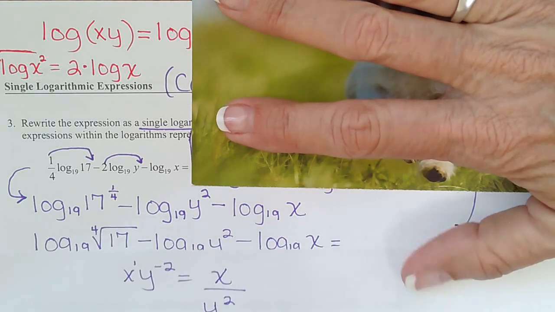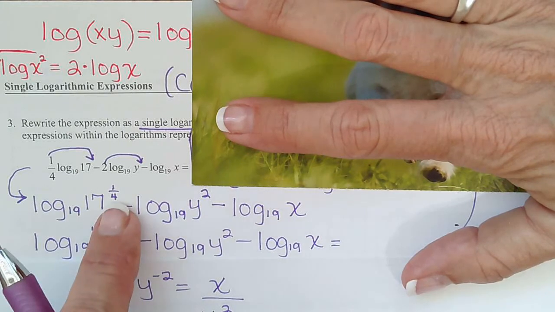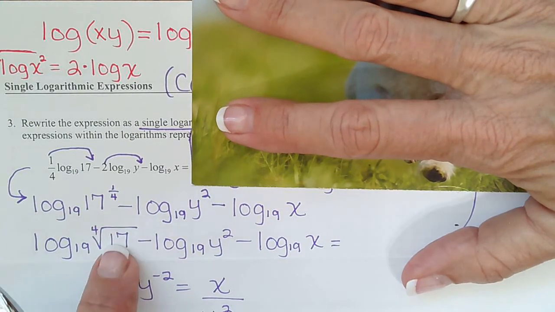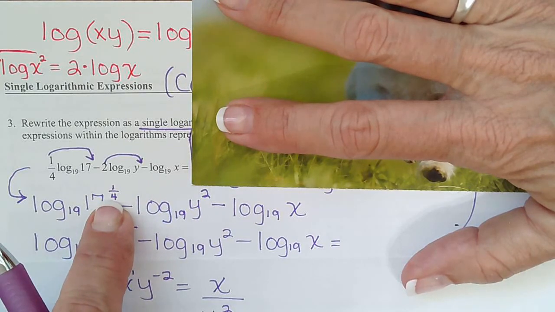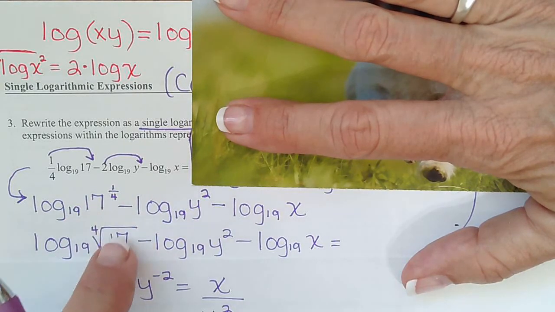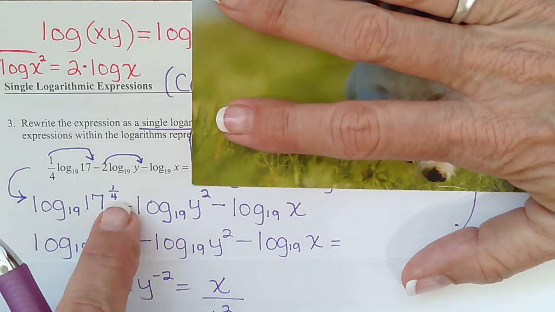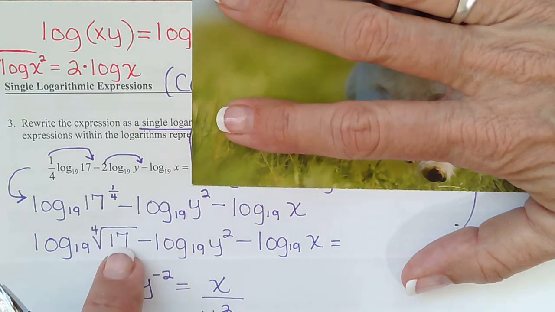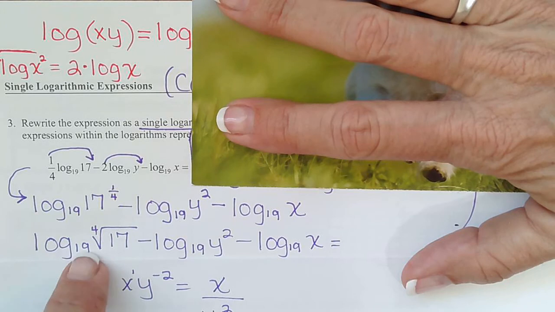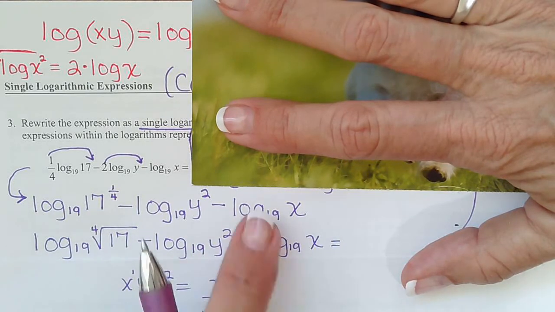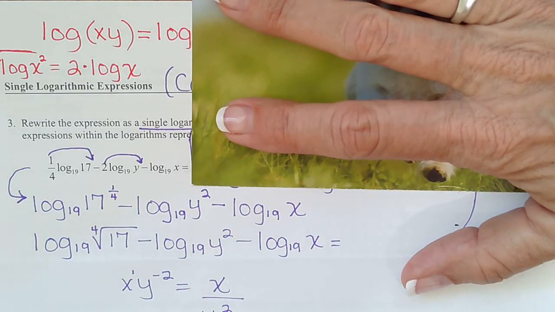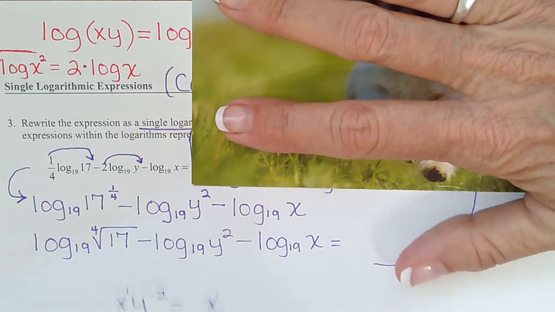So the next thing I have to do, though, is rewrite this as a radical, because remember how on the last one we wrote all radicals as fractional exponents? Well, now we're doing the opposite of that, so we have to put it back in its original form. So this is the 4th root of 17. So log base 19, 4th root of 17, these two stay the same. Now I can go to my answer.